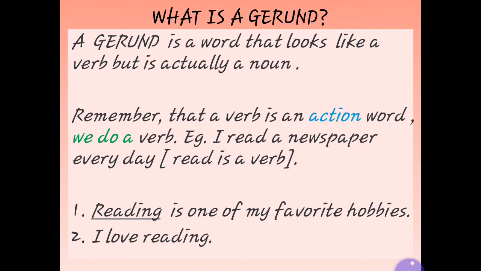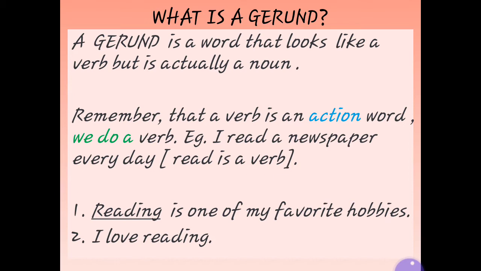And remember that a noun is a name of a thing, a person. It's a naming word. So reading is the name for my favorite hobby. Look at the second sentence: I love reading. I, subject, love, verb, object, reading. What do I love doing? Reading. So you see that a gerund looks like a verb, but it's actually a noun.